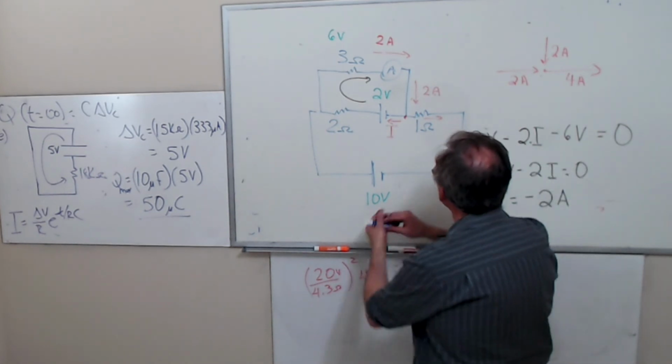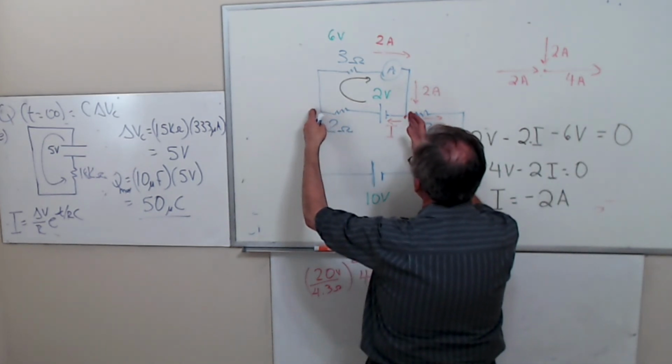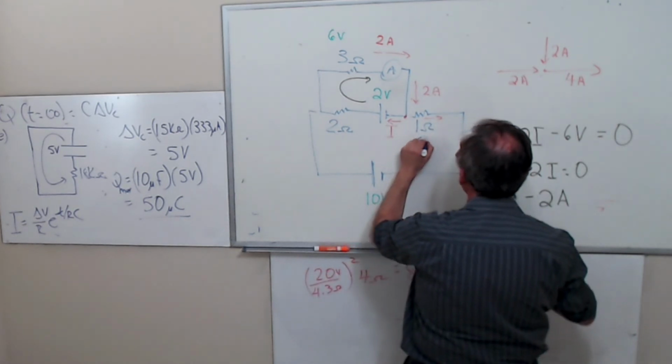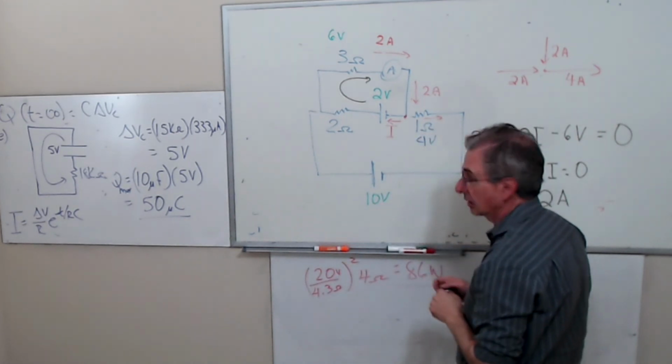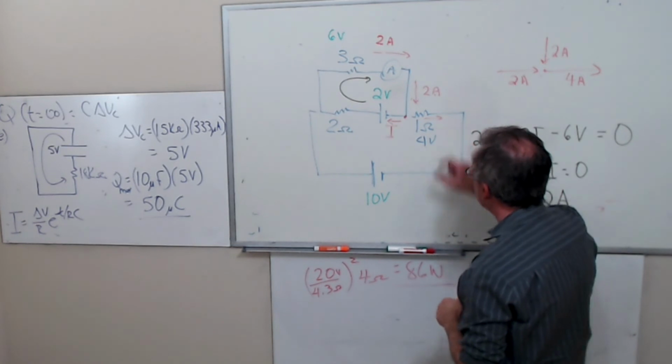Actually, what you just said is actually faster. Here's what you said, right? This is 6 volts, right? Yeah. Then this has to be 4 volts, right? Yeah, that's the way I was. Okay, so that's 4 amps.